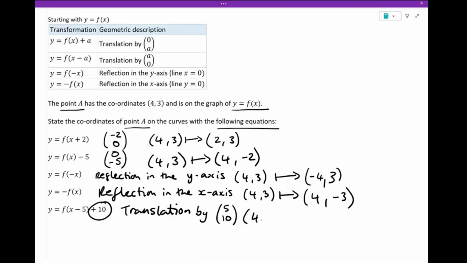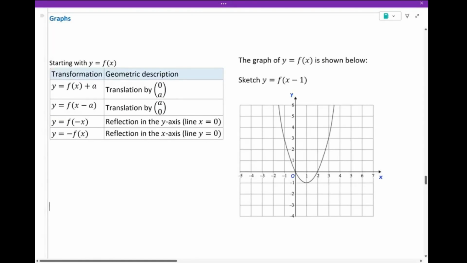So the point (4, 3) would end up at the point where 4 has 5 added onto it, so we get 9. And then the 3 has a 10 added onto it, so we would get 13. And that would be my final answer. So we're now going to look at drawing a picture of a transformed graph. We've got a summary of our transformations here.